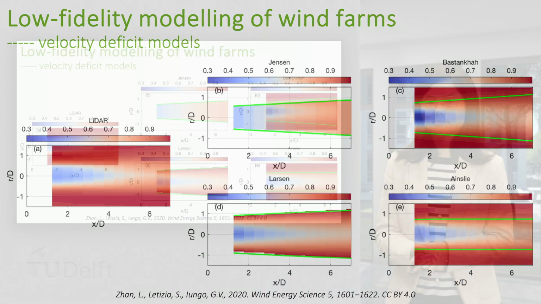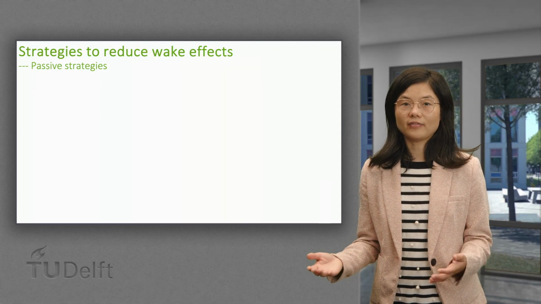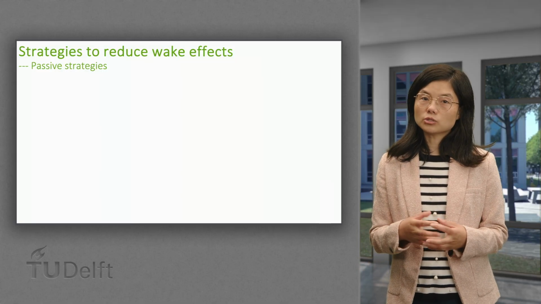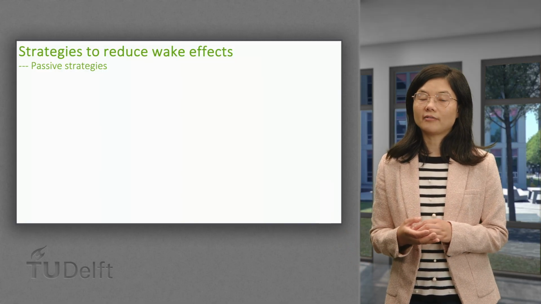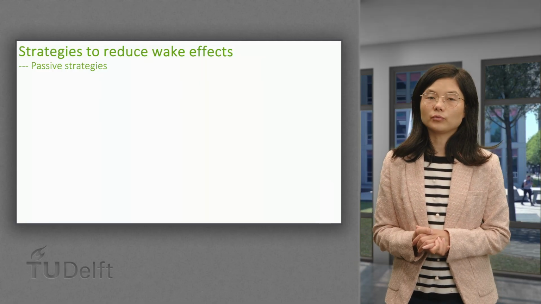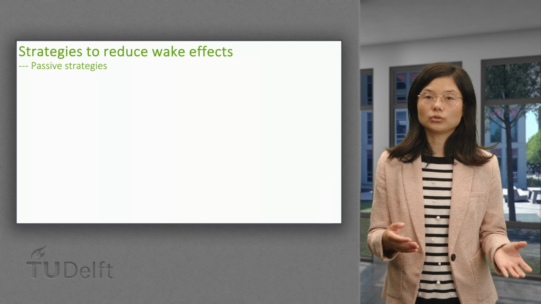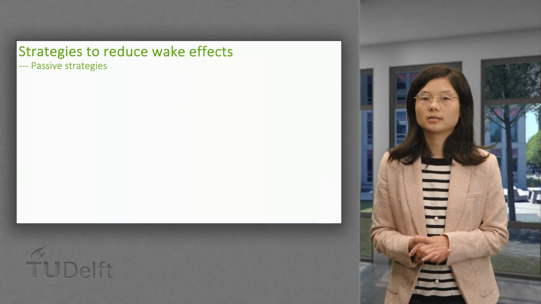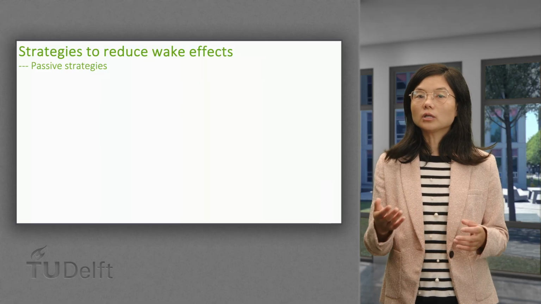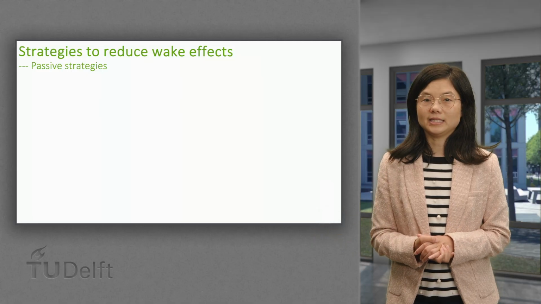Due to the significant and often unavoidable wake effects in wind farms, considerable attention has been given to developing strategies that can accelerate wake recovery, aiming to reduce wake losses and improve the overall efficiency of wind farms. These strategies can generally be categorized into passive and active approaches. Among the passive approaches, two main types stand out: rotor level design modifications and wind farm layout optimizations.